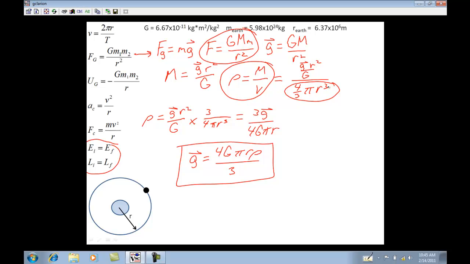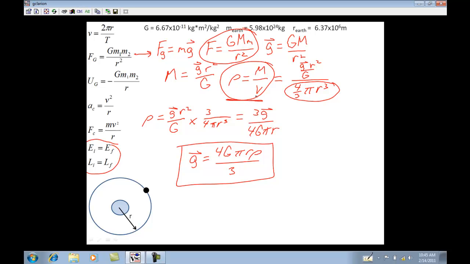So what I wanted to do is rewrite. I didn't have to do that. I could have just solved for g and plugged rho into this equation, but I wanted to make sure that my density was written in terms of m over v. I wanted you to see this equation written out like that.